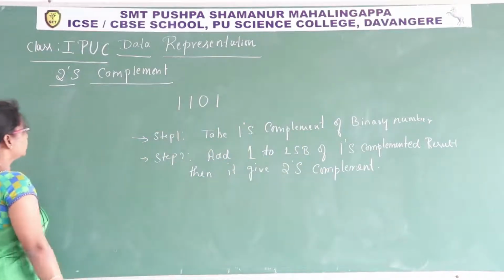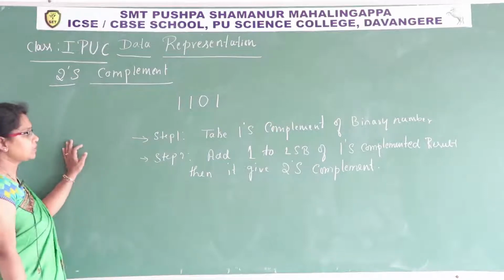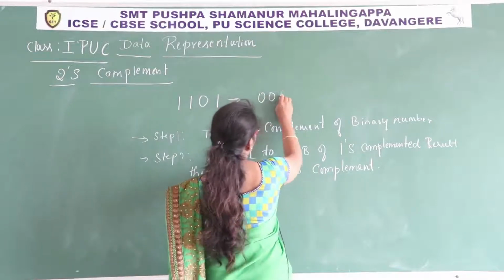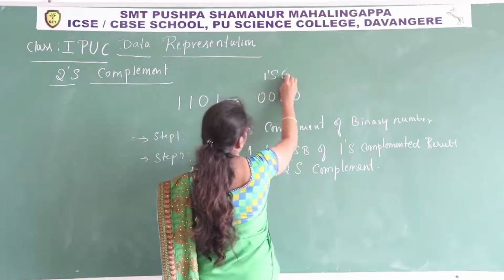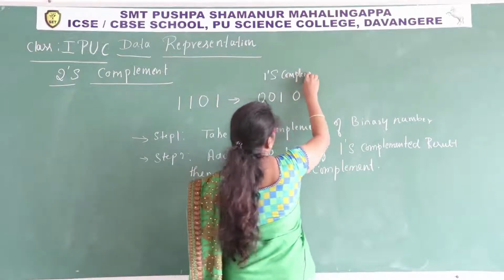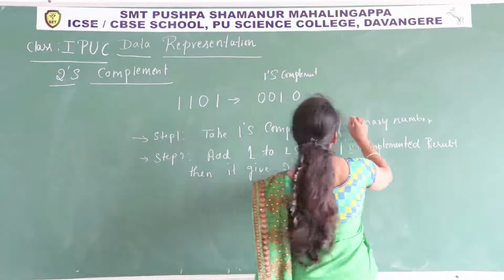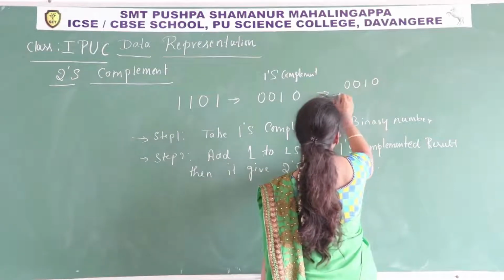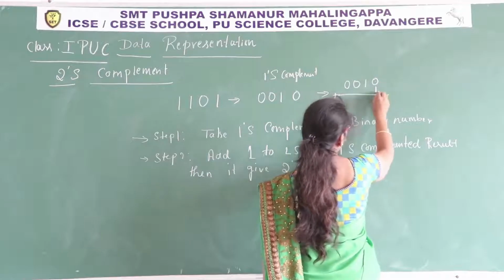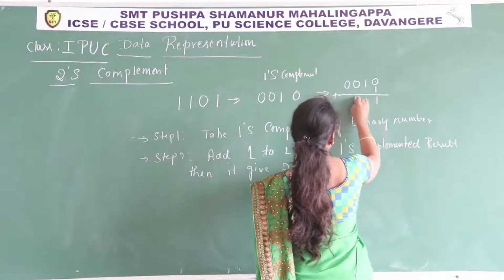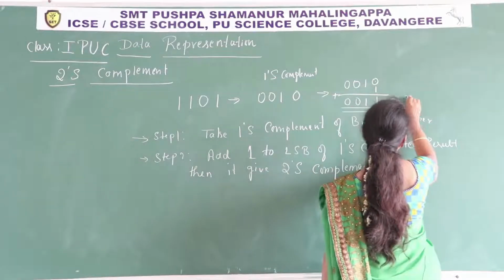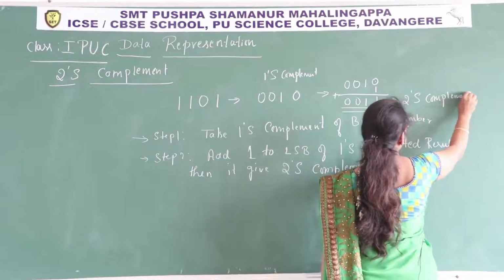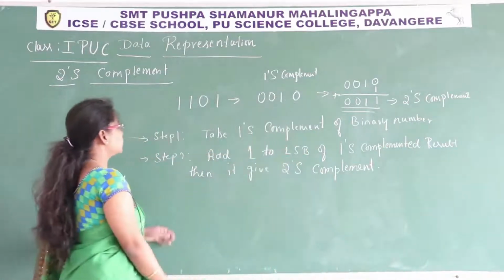Now, let us see the example. 1101. What is the ones complement of 1101? Its ones complement is 0010. This is ones complement. And now we have to add 1 to this ones complemented number. 0010 plus 1. 0 plus 1, 1. So 0011 is the two's complement of the given number.